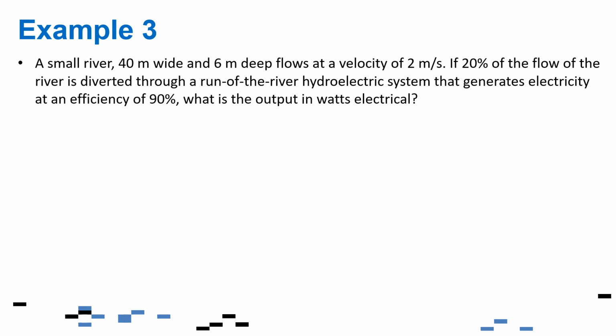So we have the last example for this tutorial. A small river, 40 meters wide and 6 meters deep, flows at a velocity of 2 meters per second. If 20% of this flow of the river is diverted through a run-of-the-river hydroelectric system that generates electricity at an efficiency of 90%, what is the output in watts electrical? So what is the power output for this system?